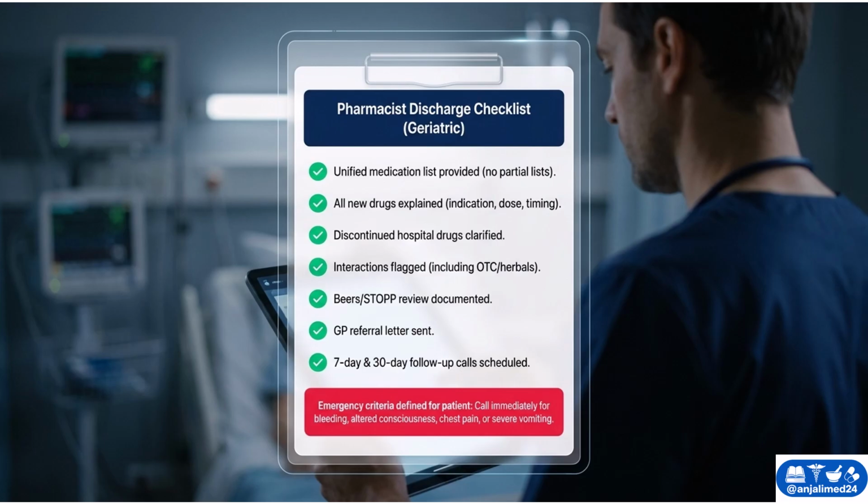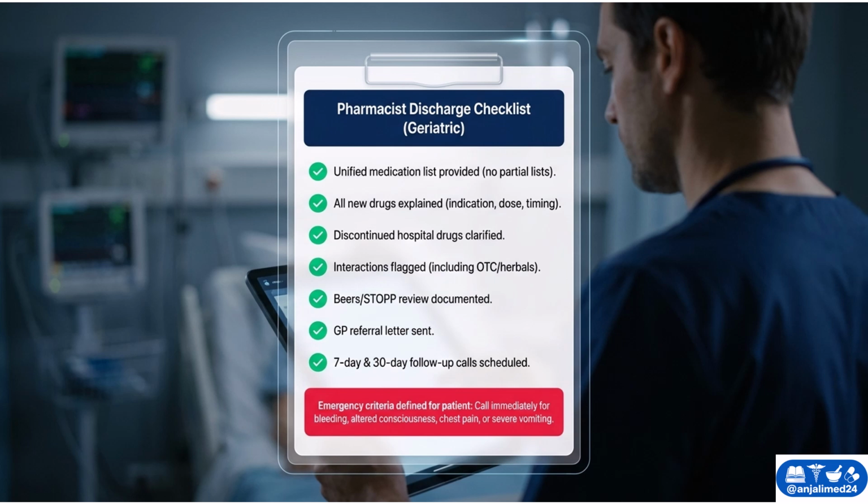First, a unified medication list must be provided. Patients should receive only one complete medication list, not separate lists from different specialists. Fragmented discharge instructions dramatically increase medication errors. A single reconciled list improves clarity, adherence, and continuity of care. Second, all the new medications must be explained clearly.